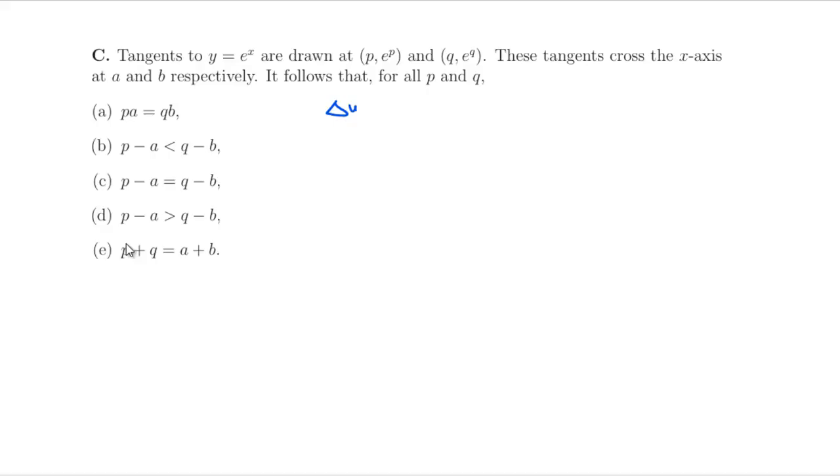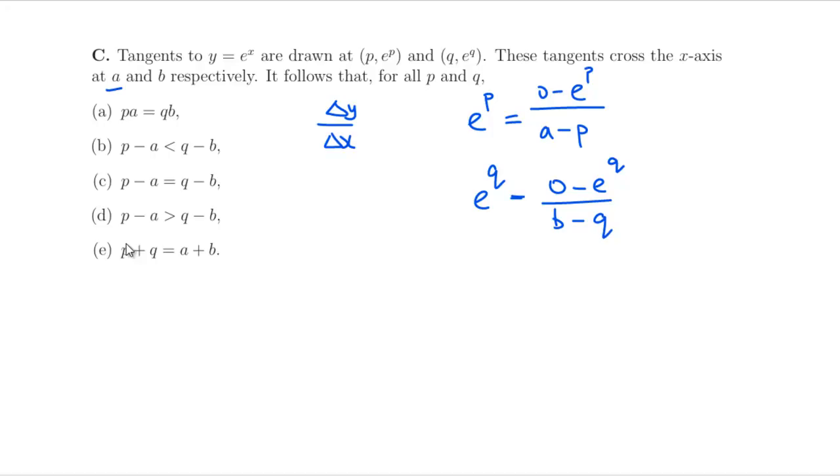So we want our change in y over change in x, so for the p one, the gradient will be e to the power p, because that's what you get on an exponential graph. Our gradient is just that same function. So the change in y, it's going back to y is 0, so we've got 0 minus e to the power p, and then the change in x, it's cutting at a, so a minus p. And then for q we get e to the power q will be 0 minus e to the power q. It's just going to be the same thing, b minus q there.